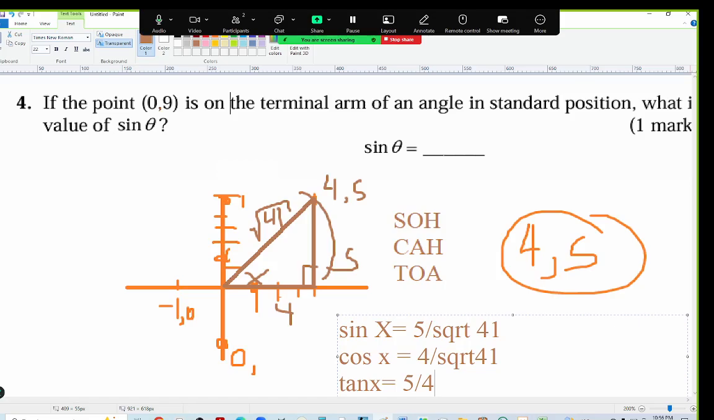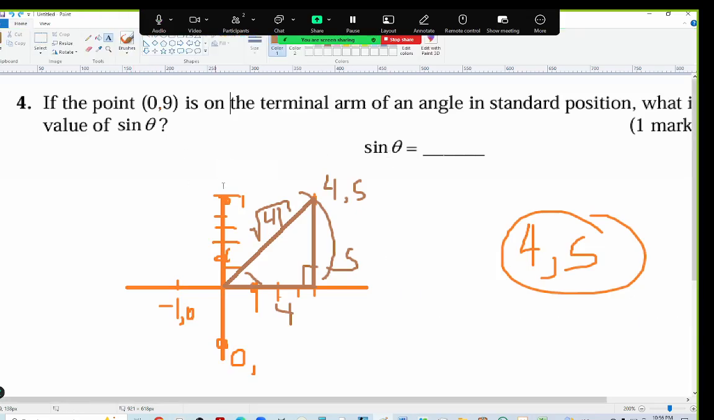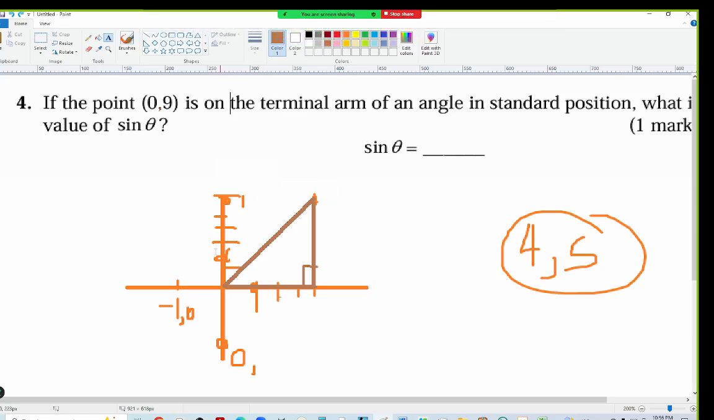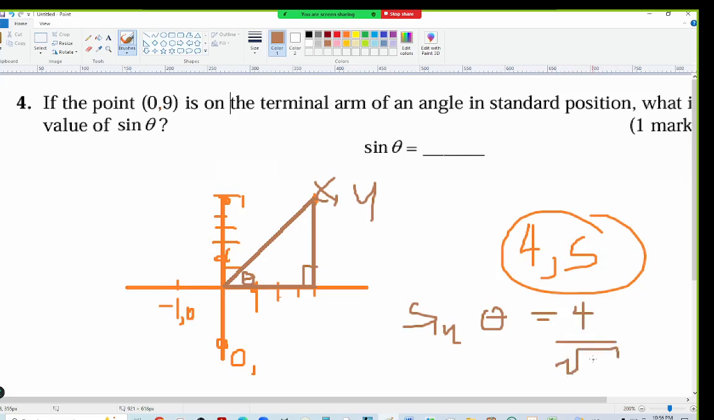Sometimes they'll give you a weird thing like this. I've seen this question a lot. Instead of giving this coordinate, they'll say there's a coordinate that we've gone to, X and Y. And they'll say the sine of this angle down here, let's call it theta, is 4 over square root of 6 or something like that, whatever. We'll say 4 over 5.